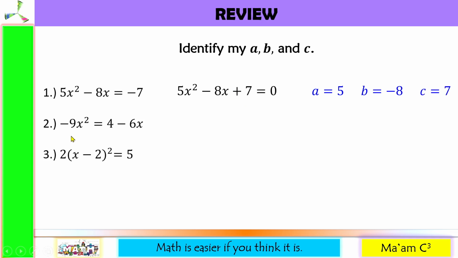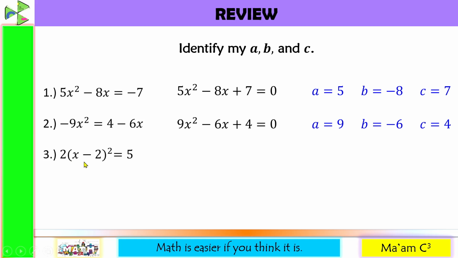Number 2, we have to make our leading term positive. So let us move negative 9x squared on this side and then equate to 0. From here, we can identify A, B, C. A is equal to 9. B is equal to negative 6. And C is equal to 4.